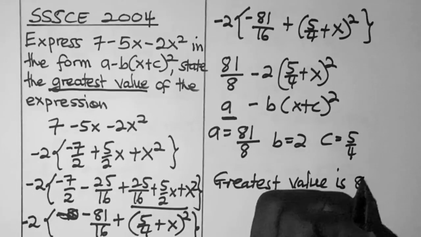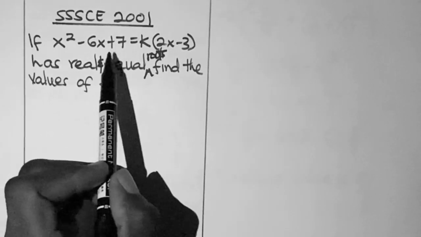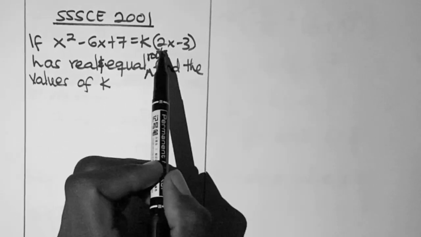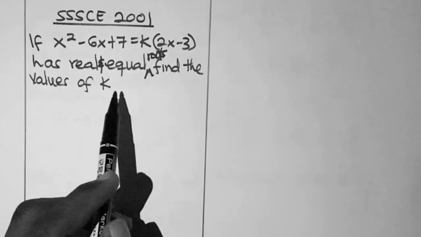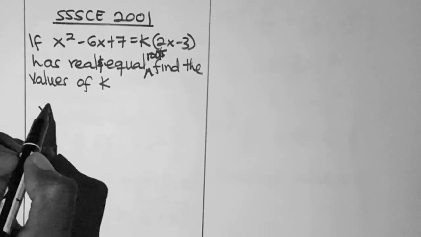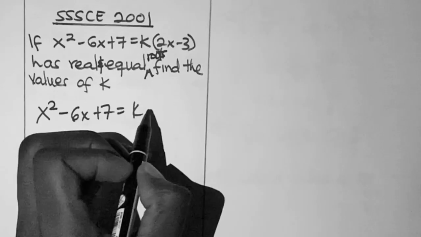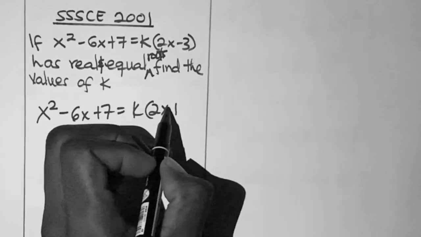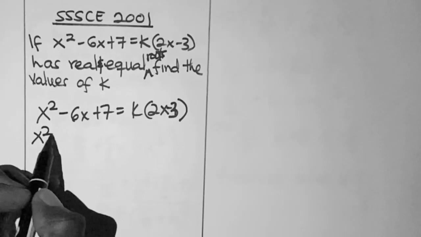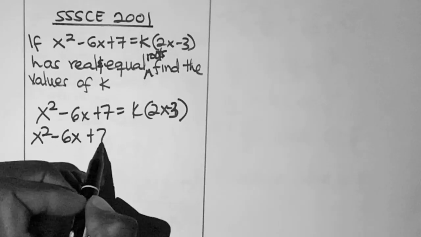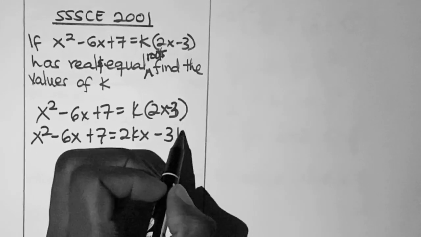is 81 over 8. If x squared minus 6x plus 7 equals k times into bracket 2x minus 3 has real and equal roots, find the values of k. So the equation is x squared minus 6x plus 7 is equal to k times into bracket 2x minus 3. So let's expand this. This becomes x squared minus 6x plus 7 is equal to 2kx, then minus 3k.